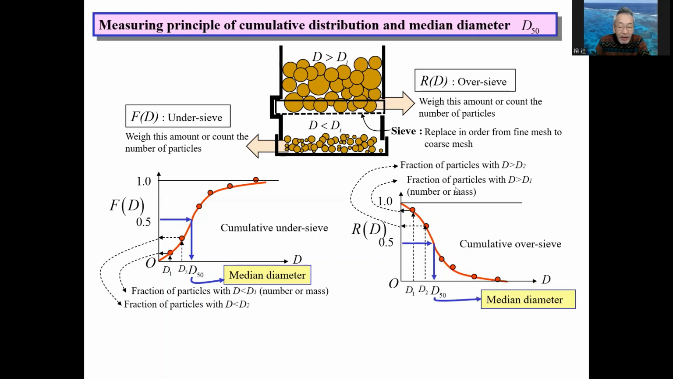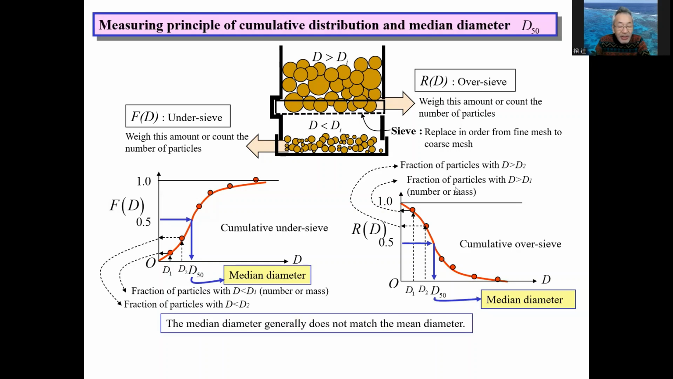In the same way as the left figure, the median diameter D50 is found. The value of this median diameter is the same as the left median diameter. Usually, the median diameter is not equal to the mean diameter. At the bottom of this page, the under-sieve distribution F and the over-sieve distribution R are expressed by the probability density function f with d.